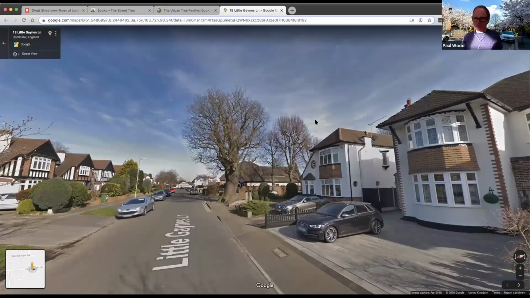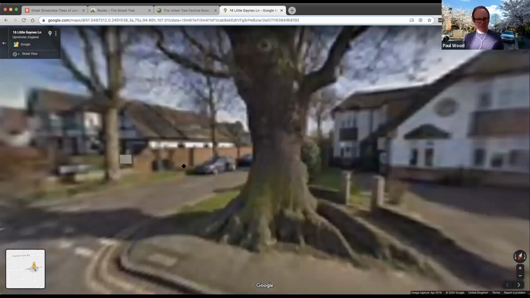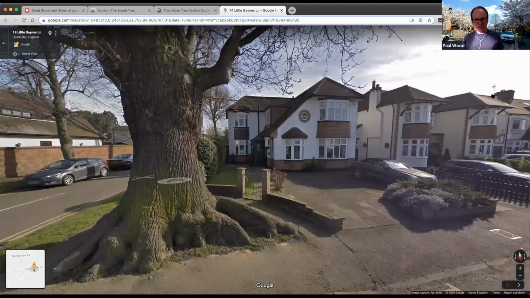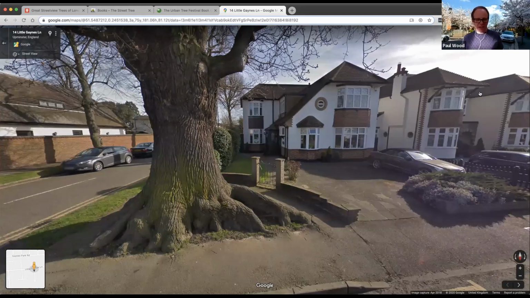So this is Little Gaynes Lane in Upminster. Little Gaynes Lane has this really fantastic old oak tree, which completely fills the pavement. And what you can see is that the local authority have very carefully built around it, and the house on the corner has managed to not include it in its own garden. So it's still in the public realm and people can walk past it.